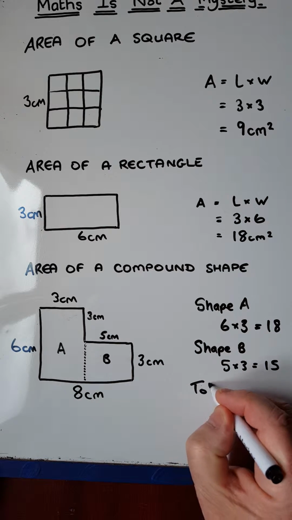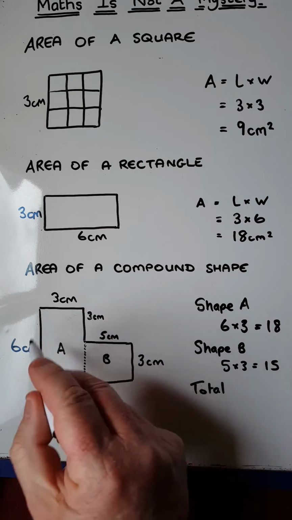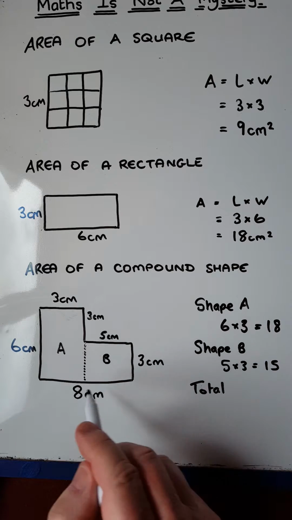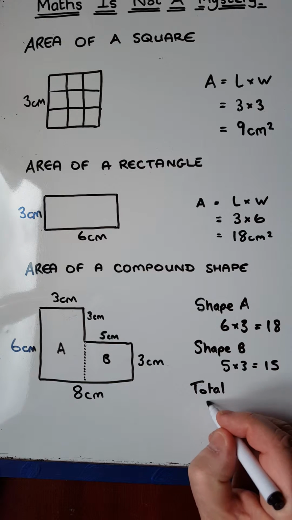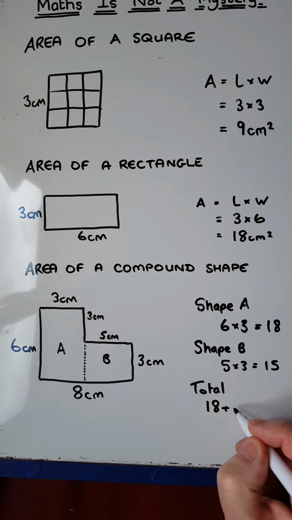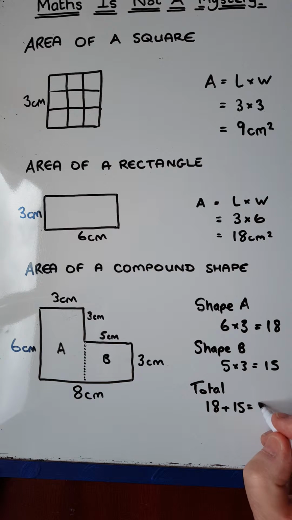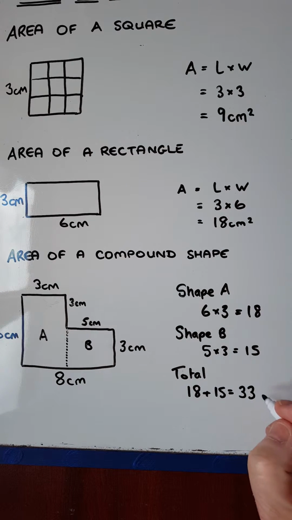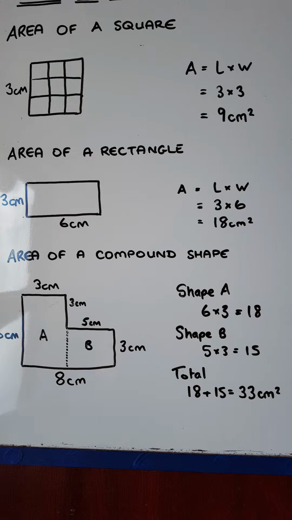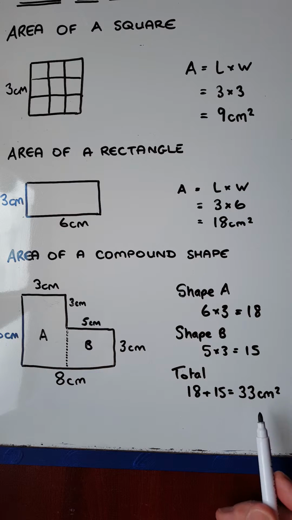So the total area is the area of shape A plus the area of shape B, which is 18 plus 15. So 18 plus 15 is 33. And now at the very end of the line, make sure that we complete it by writing square centimetres on there. You don't have to write square centimetres on all these other bits as you go along, but you do need to put it at the end.